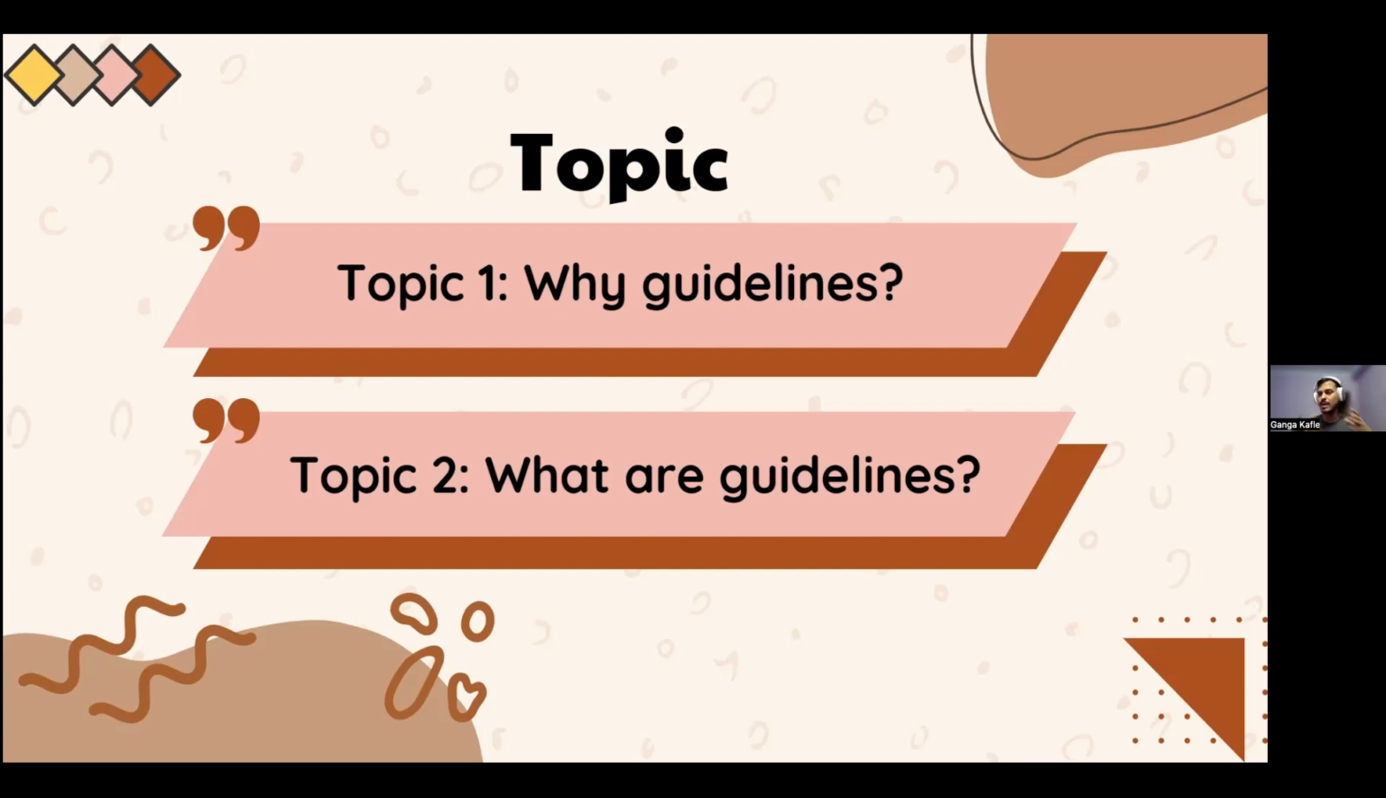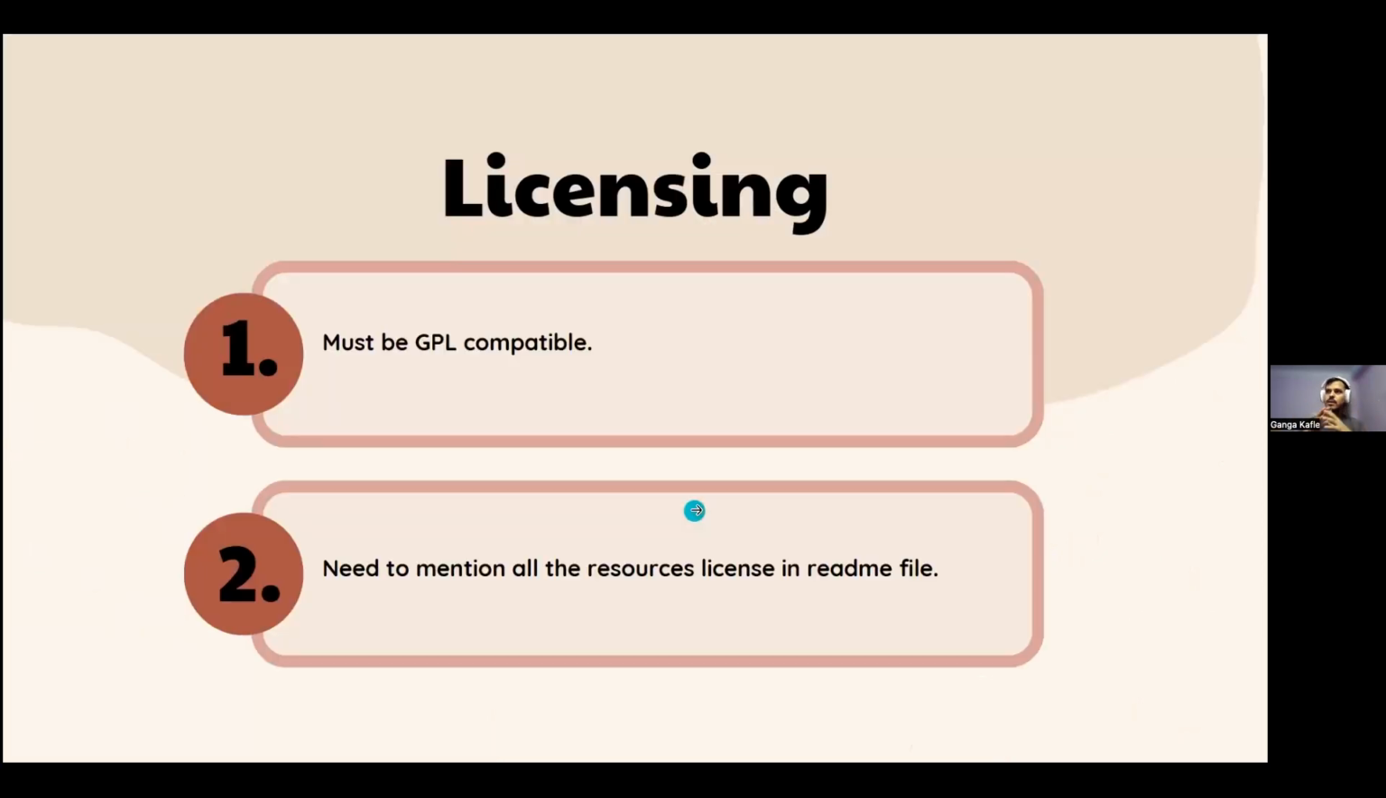And what are the guidelines? Some of the guidelines we are going to talk about today are the most important ones. So let's jump in. The first thing is licensing. If you are planning to submit a theme to the WordPress.org themes repository, you need to know about licensing. Licensing is the most crucial thing.